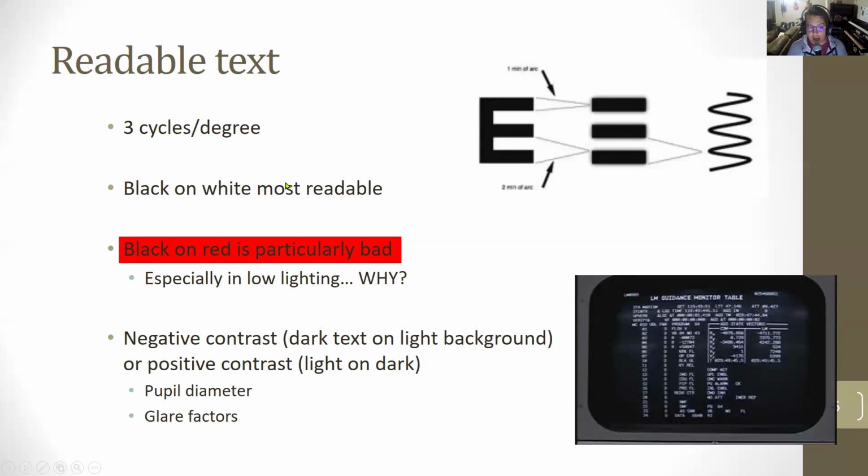So black on white is most readable. Black on red is very bad. All right, here we go. And I do have a question I like to ask on things that requires you to think about this. Why in low lighting would, let's say this is red paper and I print with black ink on red paper, think about this, why in low lighting would that be especially bad?